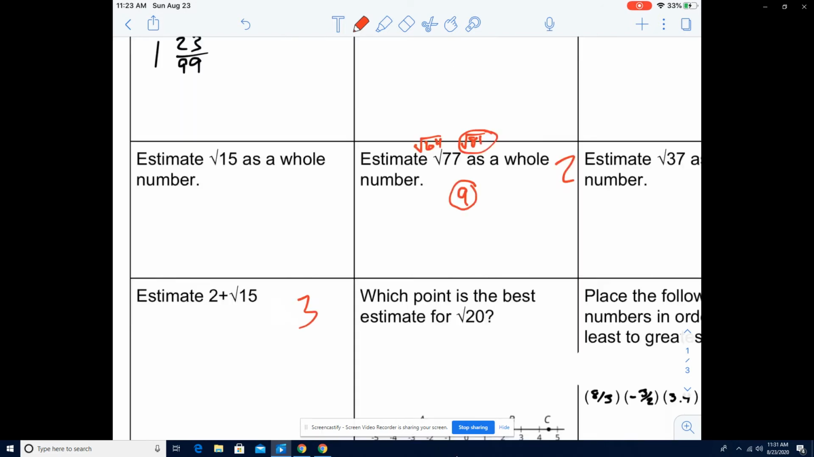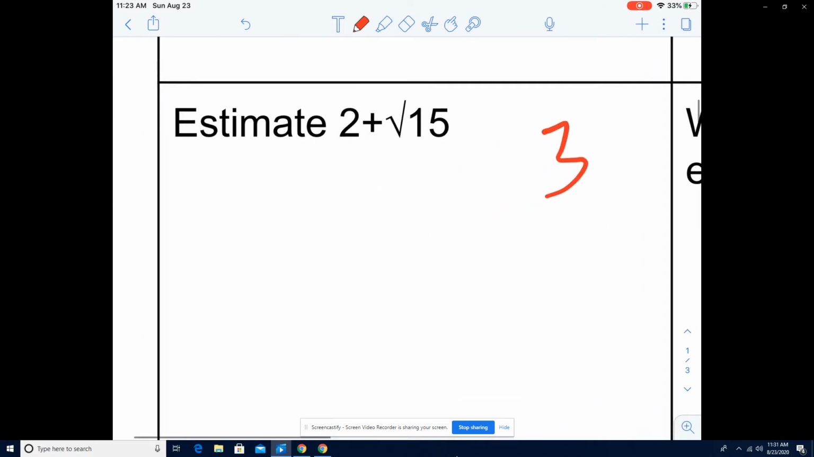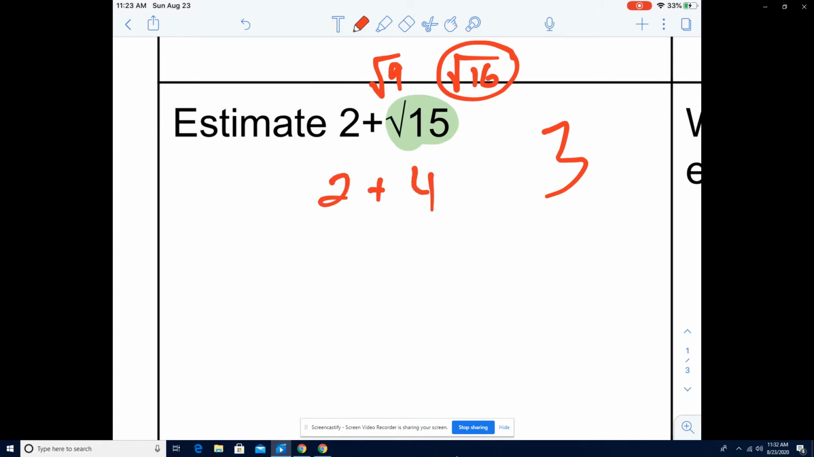So that is going to be our estimated whole number. The third type of problem we're going to look at is this. Estimate 2 plus the square root of 15. You've got to estimate the square root of 15 first. So you're going to go square root of 9, square root of 16 is what it falls between. It's closer to the square root of 16. So we're going to estimate this as 4. 2 plus 4 is 6. And that would be your estimated answer.